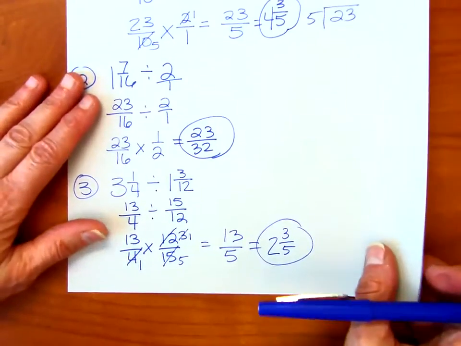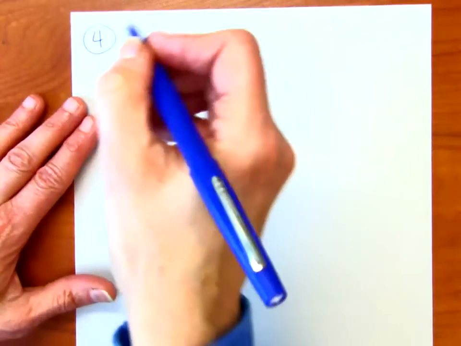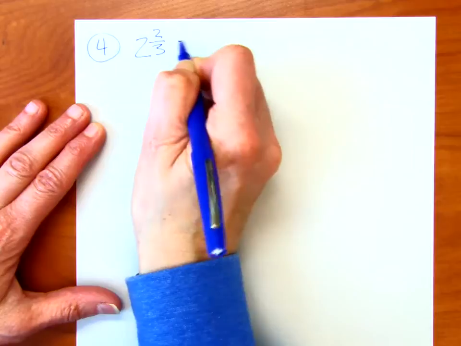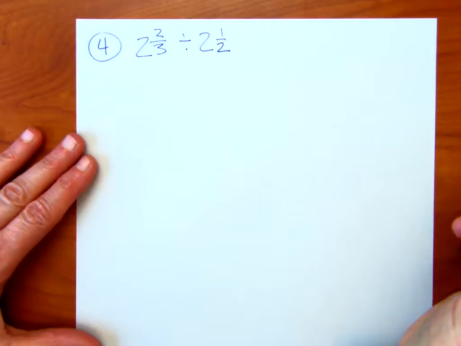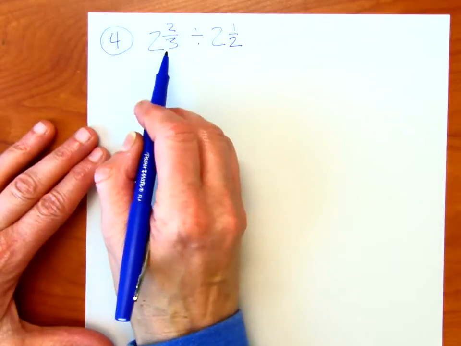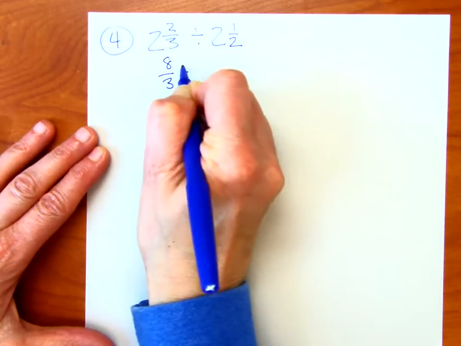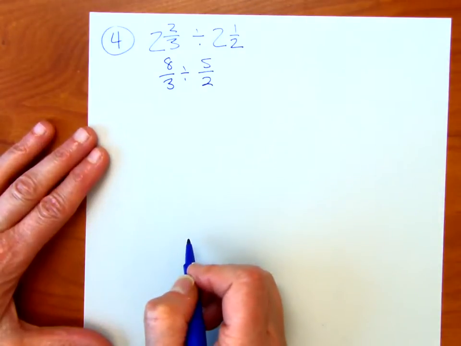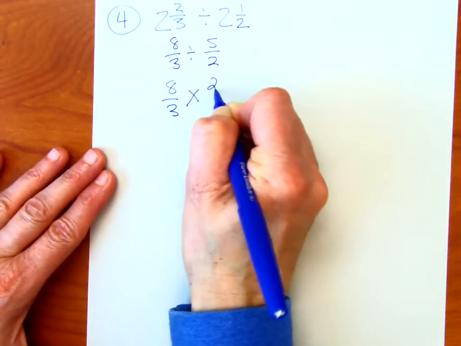Okay, last problem. Let's see what we get. We're going to start out with another mixed number divided by a mixed number. So in this problem, we'll have 2 2/3 divided by 2 1/2. Okay, and let's go ahead and convert these. So that's going to be 6 plus 2 is 8, 8/3. And then 2 times 2 is 4, plus 1 is 5, 5/2. Then I'm going to flip and multiply, so 8/3 times 2/5.